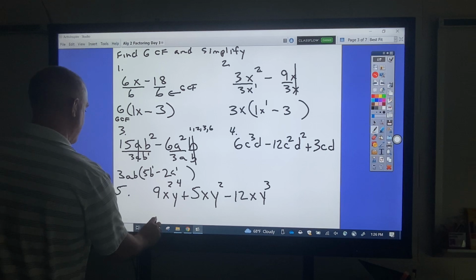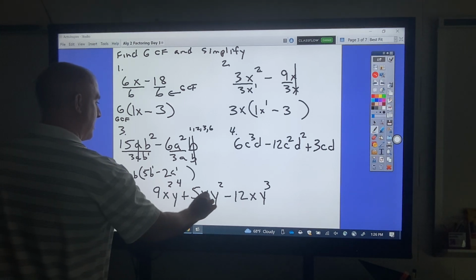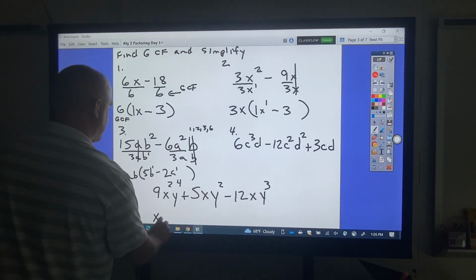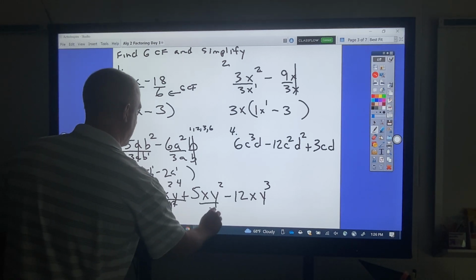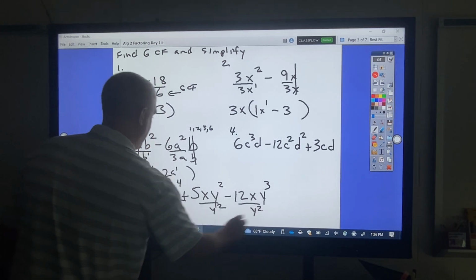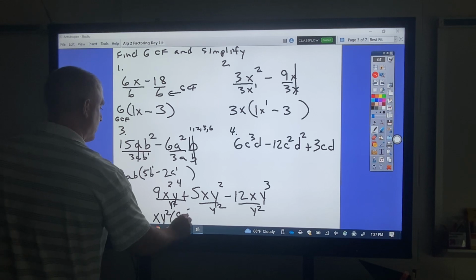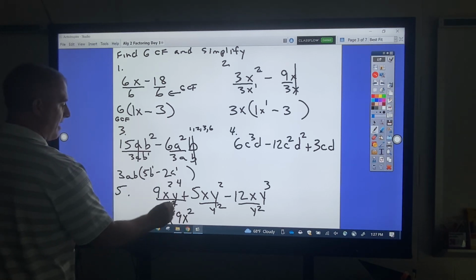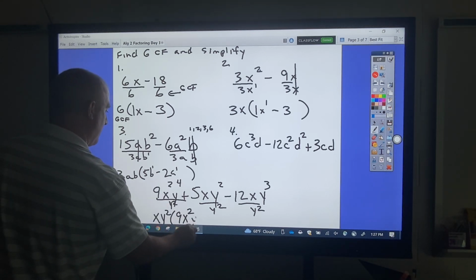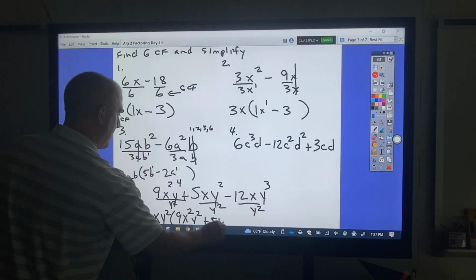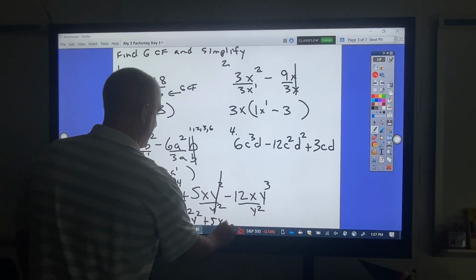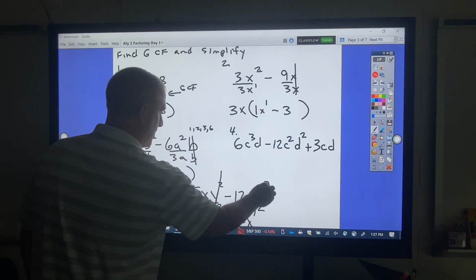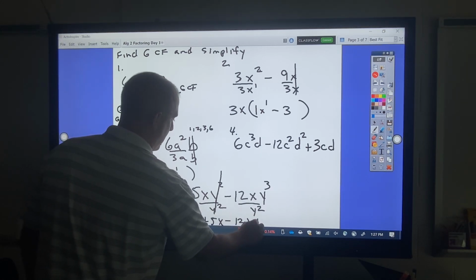All right, this has an x in common and also has a y. The smallest exponent is y2. So what I want to do is divide all these by y2. Well, this should be pretty easy to figure out. Okay, so I got 9x squared. 4 minus 2 would be 2 for y plus 5x. These y's are exactly the same, so they go away. All right, minus 12x. 3 minus 2 would be y to the first.